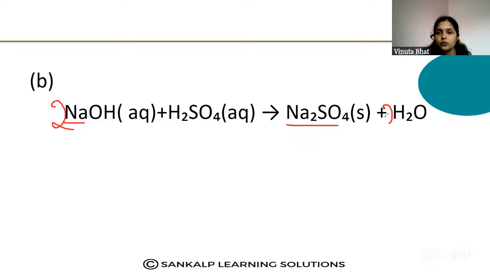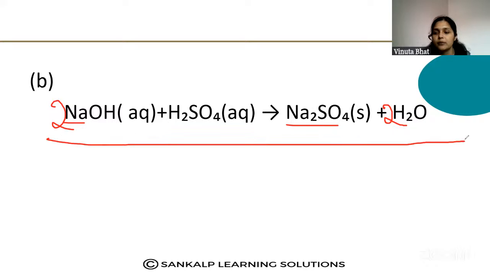I will add the 2 here, so 2, 2, 4 hydrogen, here also 2 plus 2, 4 hydrogen. Then oxygen, 4 plus 2, 6, and here 2 plus 4, 6 oxygen. Sulfur is the same thing. So this is the balanced chemical equation.